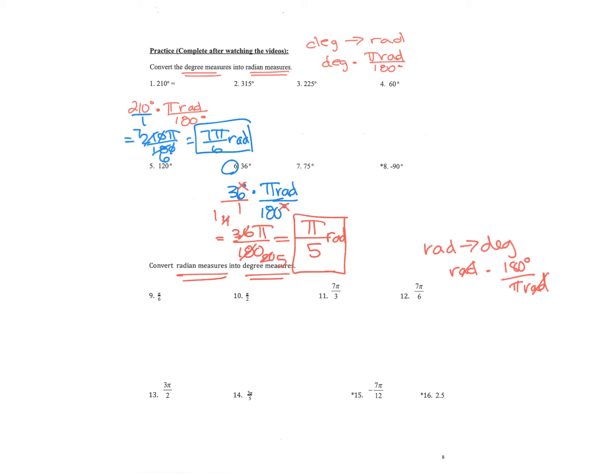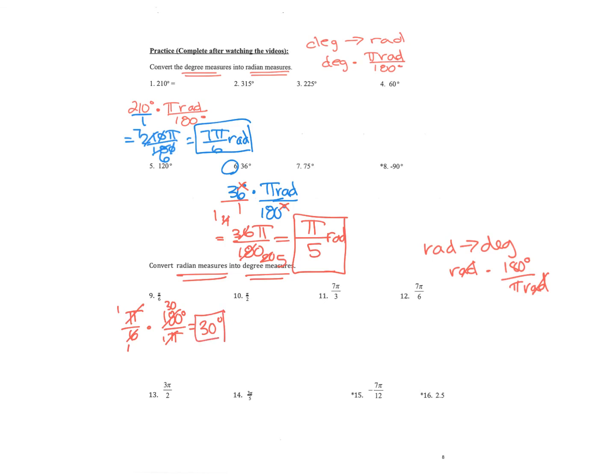We'll start with number 9. So I take the radians that they give me and I multiply by 180 over pi, 180 degrees over pi radians. When I do that, my pi's cancel. That's really nice. And 6 and 180 both have a factor of 6. So let's reduce by 6. And when I reduce by 6, 6 divided by 6 is 1. And 180 divided by 6 is 30. And so my pi is canceled.